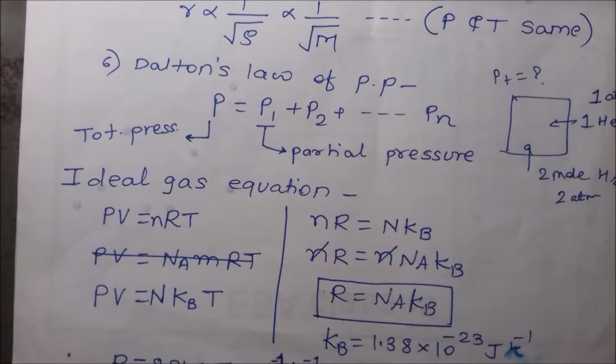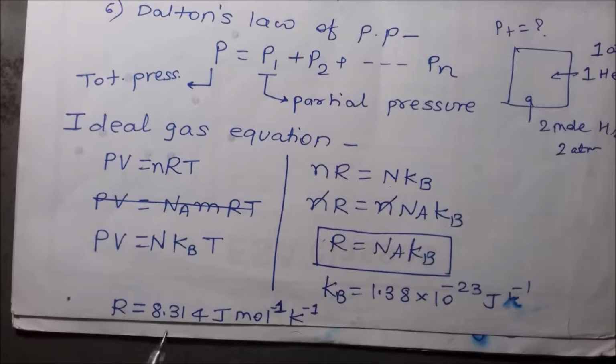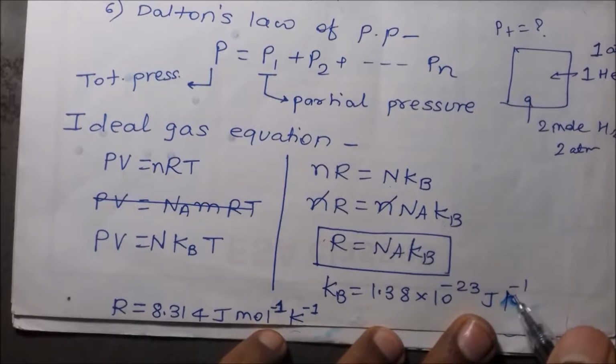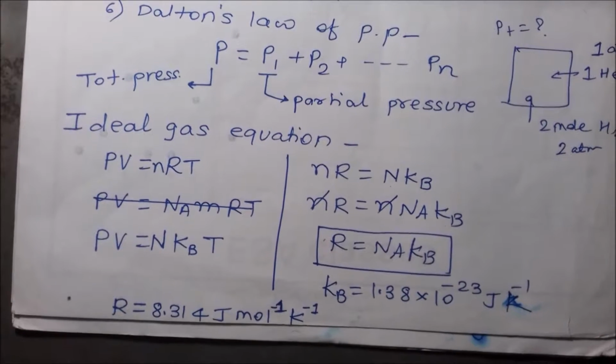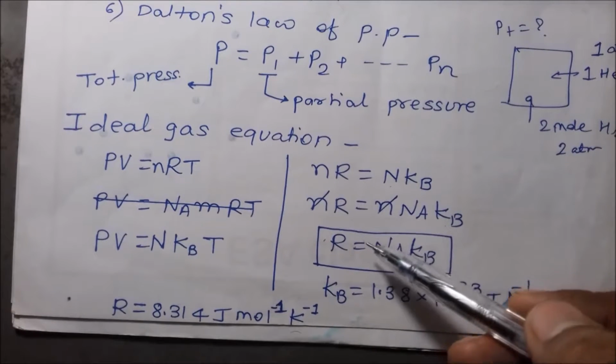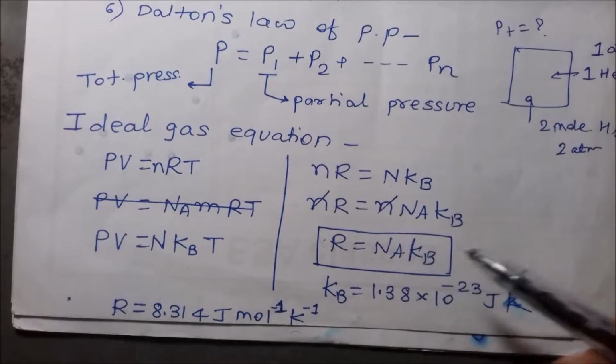Then ideal gas equation is PV is equal to nRT. It can be written as PV is equal to N Kb T. Kb is Boltzmann's constant, N is number of molecules. This is R, 8.314 joule per mole per Kelvin. Kb is Boltzmann constant, it is 1.38 times 10 raised to minus 23 joule per Kelvin. Then R by Avogadro number is equal to Boltzmann's constant.